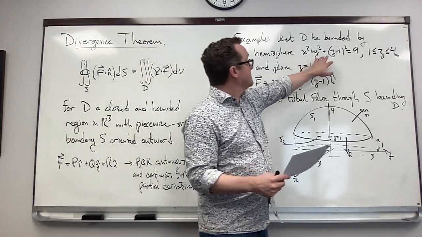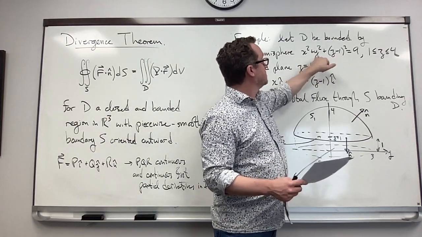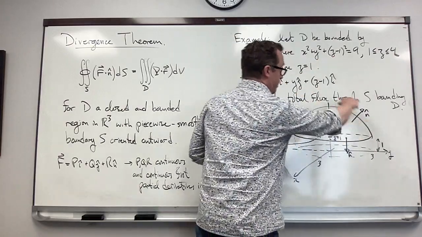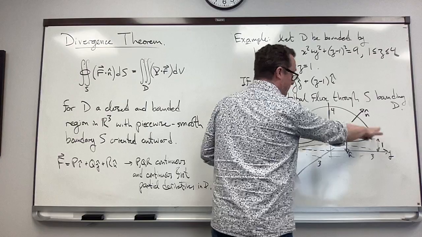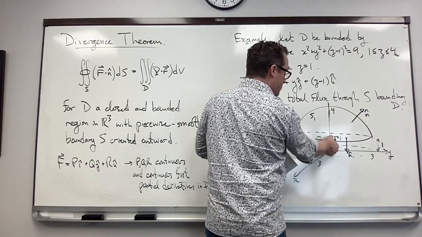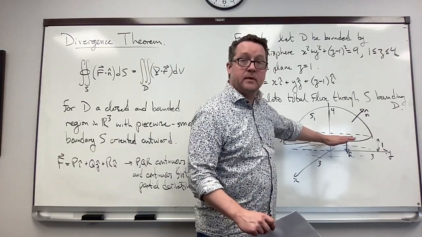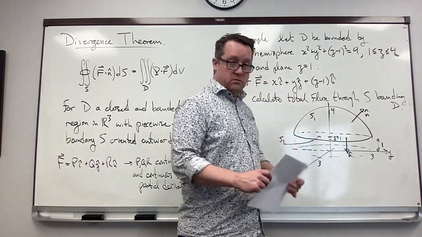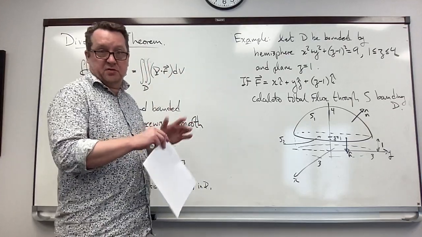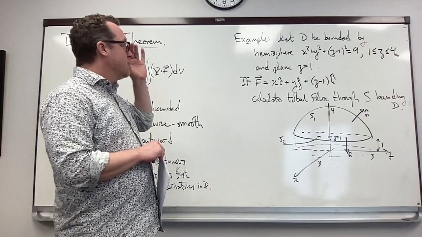Because this is the equation of a sphere centered at (0, 0, 1). I've drawn it here. It's like an upside down bowl, a circular bowl. It's half of a sphere, raised up by 1 unit along the z-axis. And then we have a flat bottom, the plane z equals 1. So that's the region, and it also defines the surfaces. Easy enough.